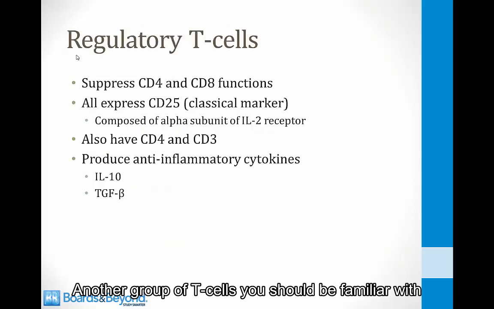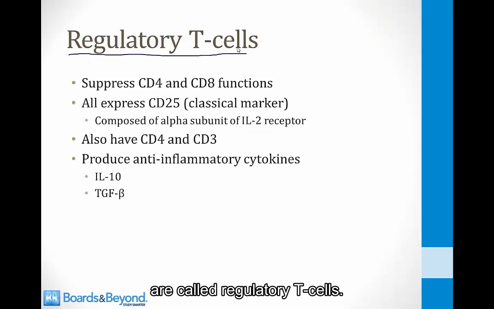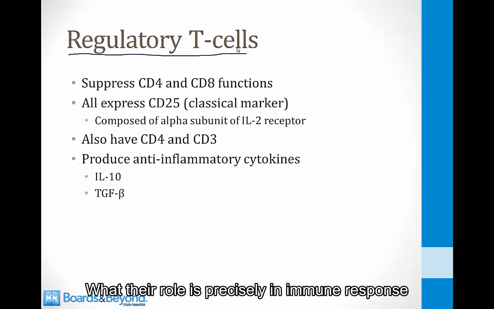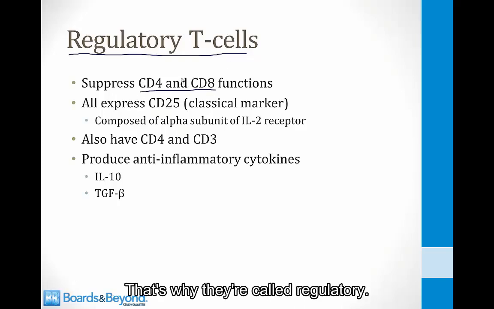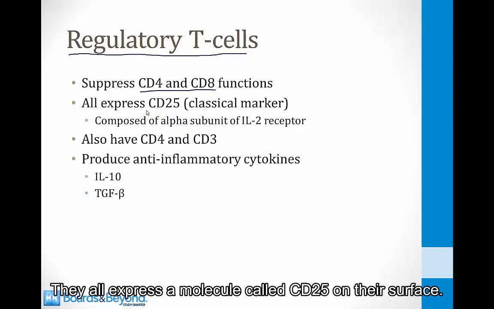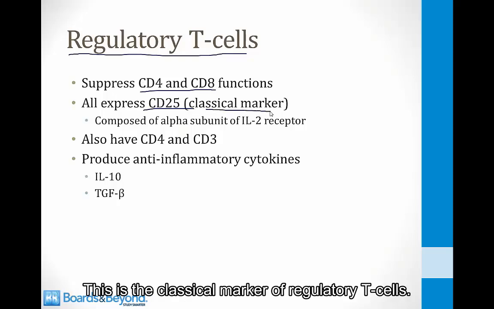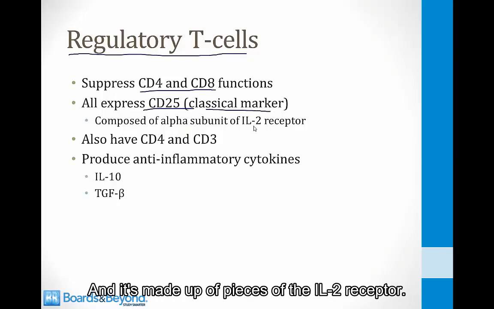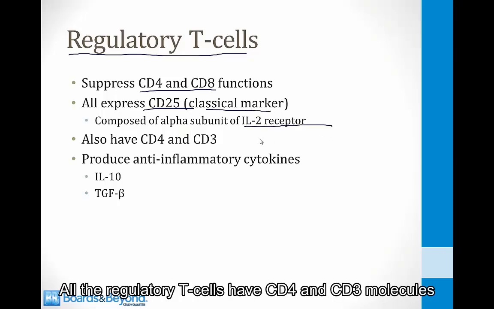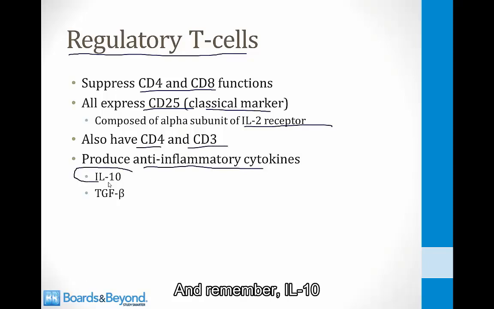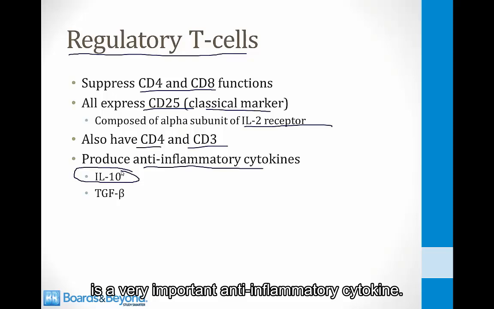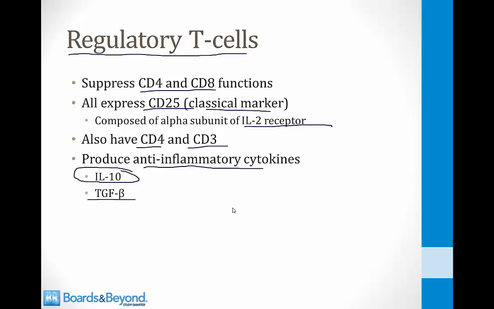Another group of T cells you should be familiar with are called regulatory T cells. What their role is precisely in the immune response is not well understood. It is known that they can suppress CD4 and CD8 functions. That's why they're called regulatory. They all express a molecule called CD25 on their surface. This is the classical marker of regulatory T cells, and it's made up of pieces of the IL-2 receptor. All the regulatory T cells have CD4 and CD3 molecules on their surface, and they're known to produce anti-inflammatory cytokines. And remember, IL-10 is a very important anti-inflammatory cytokine, and another one is TGF-beta.